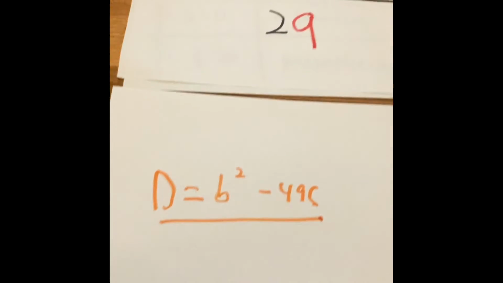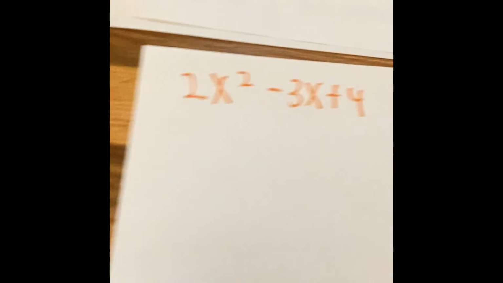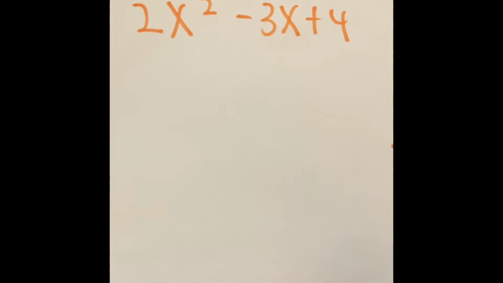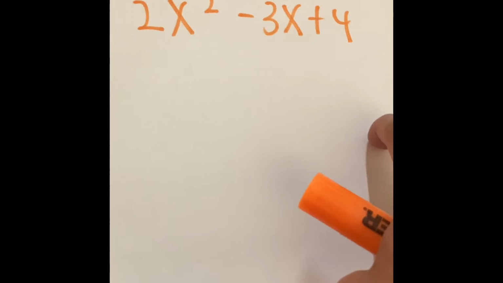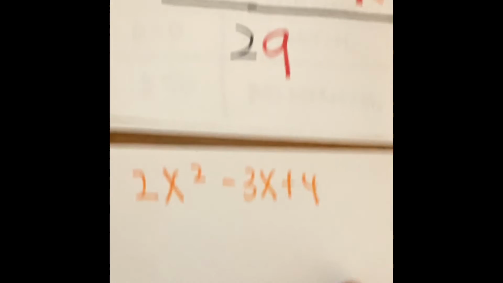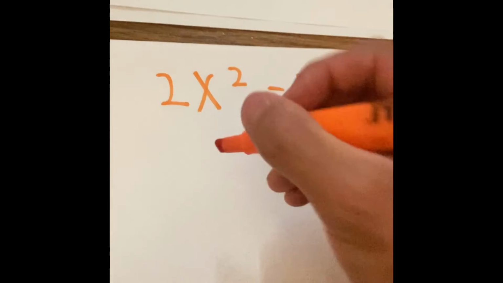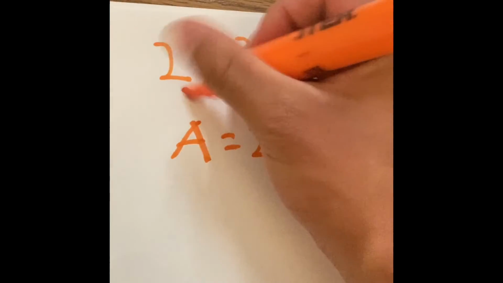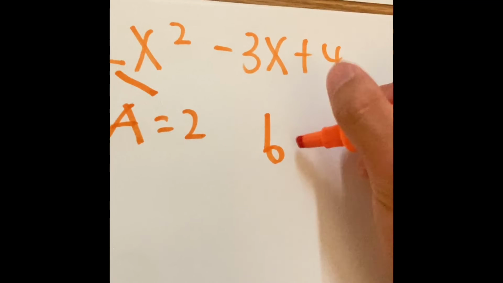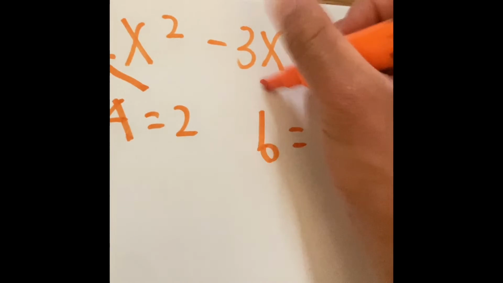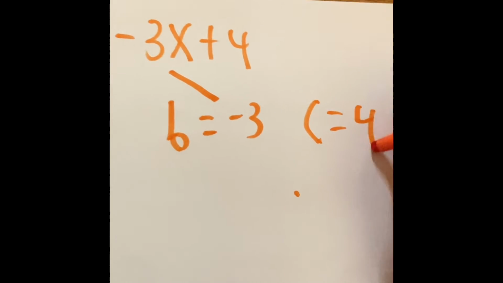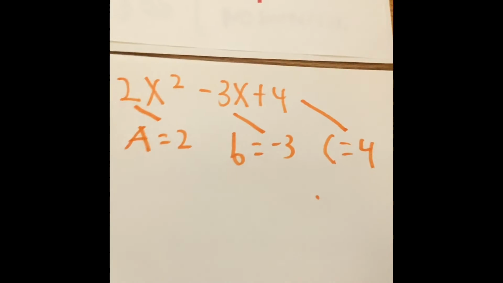Let's do a scenario. So here's the scenario. We have to see what kind of answer we will be getting for this without touching the quadratic formula. So our a value is going to equal 2. Our b value is going to equal negative 3. And finally, our c value is going to represent 4. What we're going to do is plug these into this.